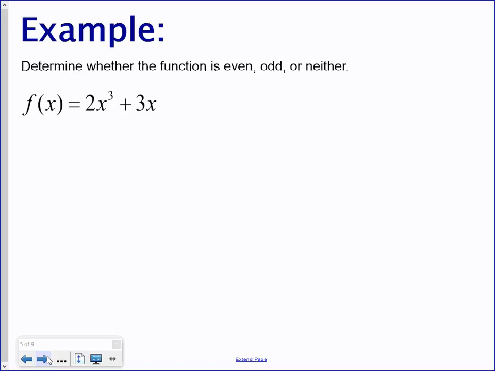Notice that the directions here say, is it even, odd, or neither? So if you do the test and it's not even and it's not odd, it just doesn't have one of those special symmetries. Not everything is symmetric to the y or symmetric to the origin.